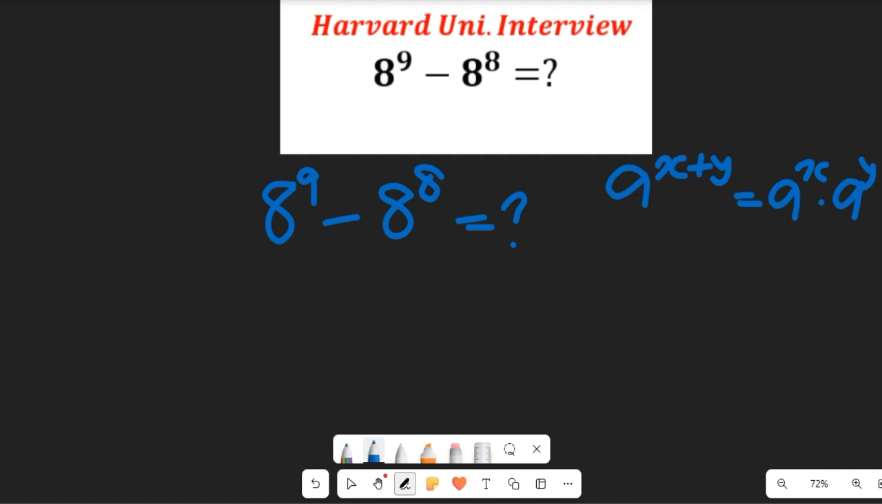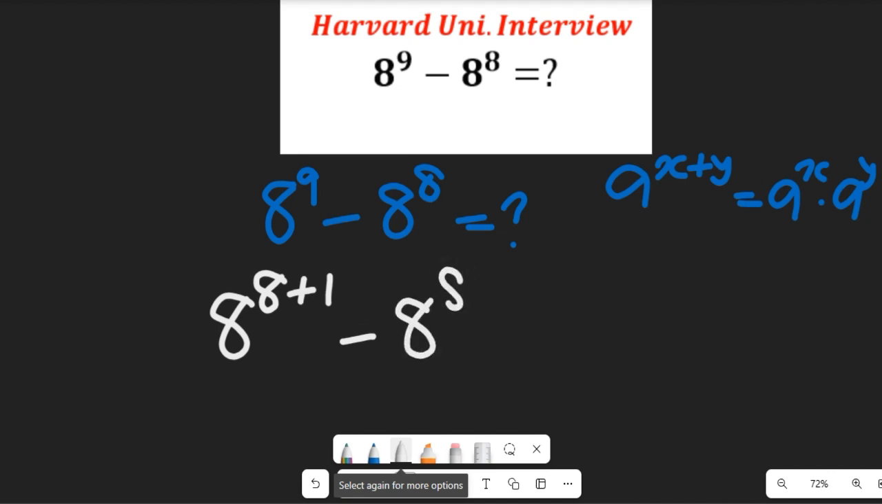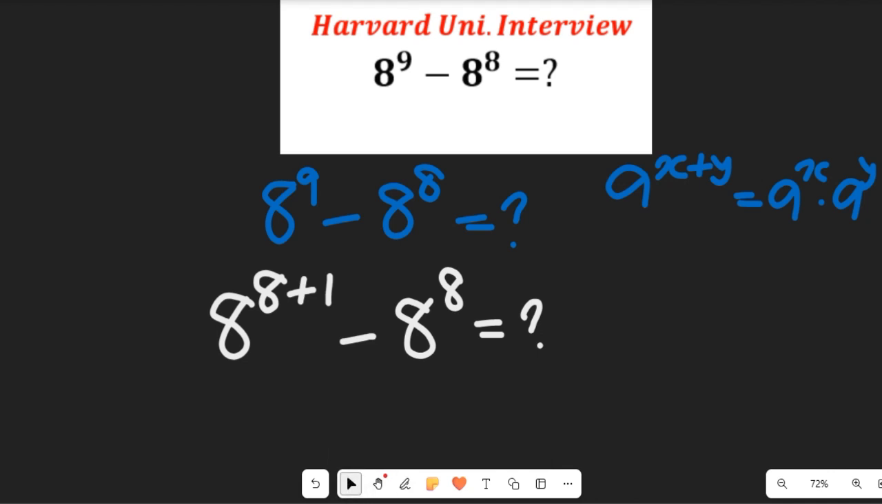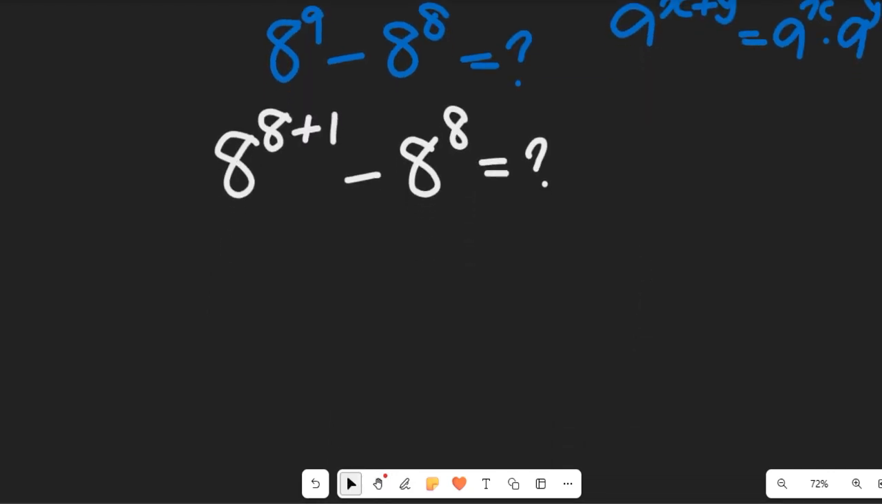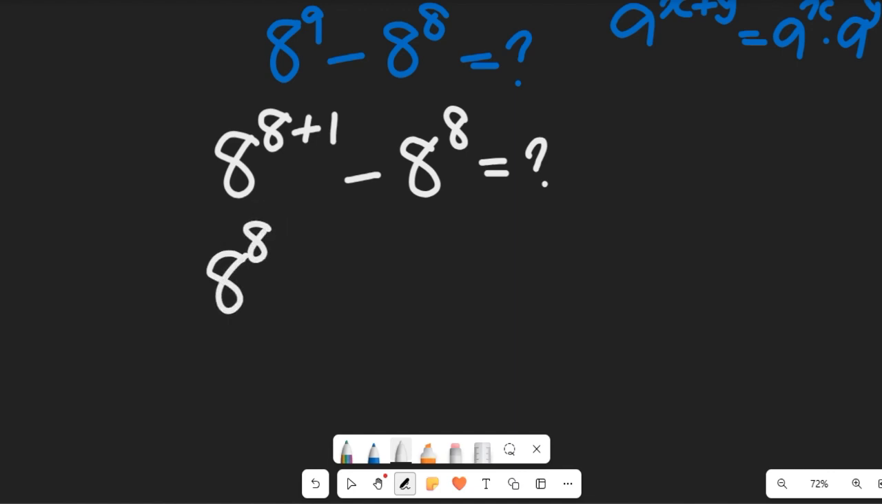Now let me simplify this. This expression is now going to give me 8 to the power of 8 plus 1, which I know will give us 9, minus 8 to the power of 8, and then this will give us a solution. Now if I simplify this applying that law of indices, you find out that this will give us 8 to the power of 8 multiplied by 8 to the power of 1 minus 8 to the power of 8, and this will give us what we're looking for.